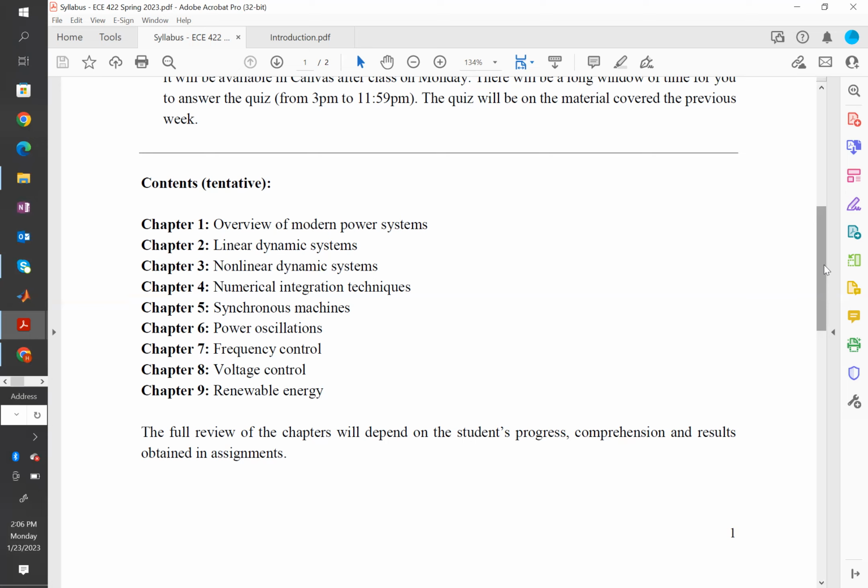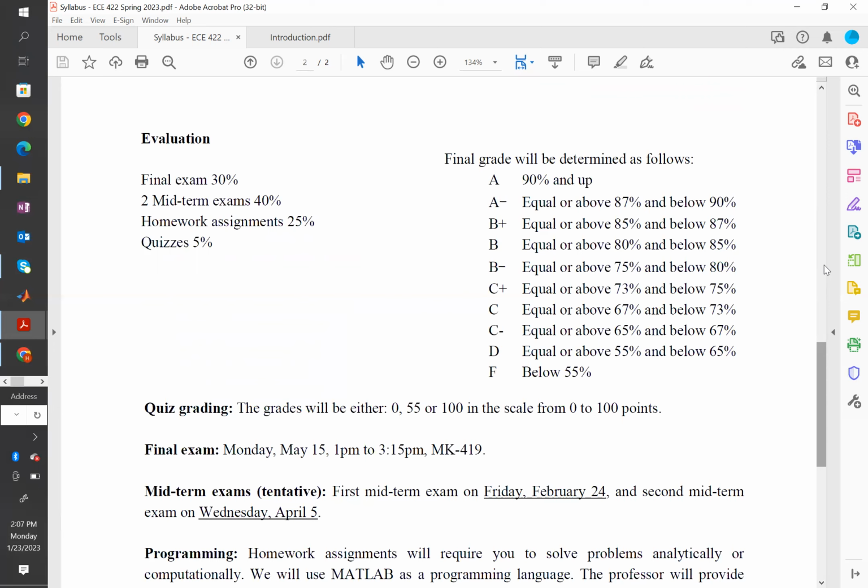So how is this going to be evaluated? We have a final exam, 30% of the final grade. And here's the date: Monday, May 15, from 1 to 3:15 in this room. Then we have two midterm exams, and here are the tentative dates, February 24th and April 5th. We will have homework assignments that might be related to some chapters. I think we will have like four homework assignments.